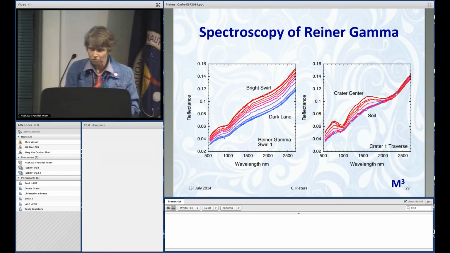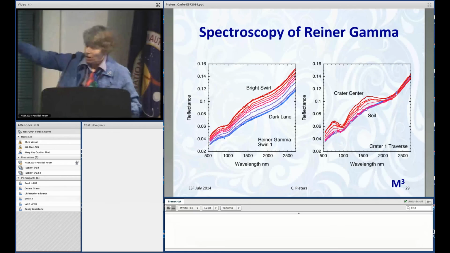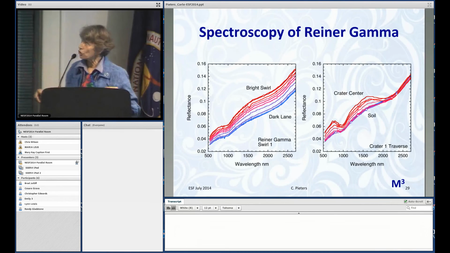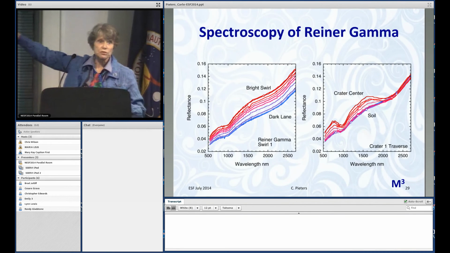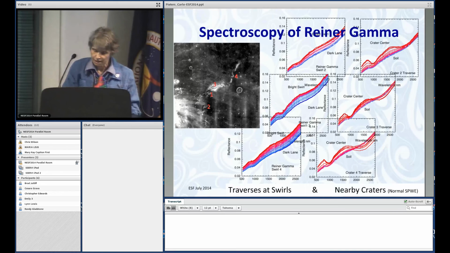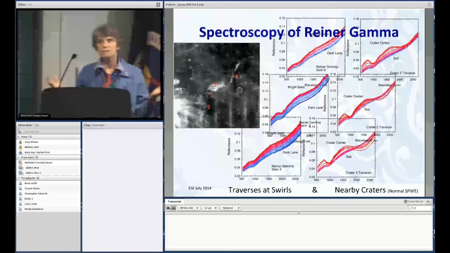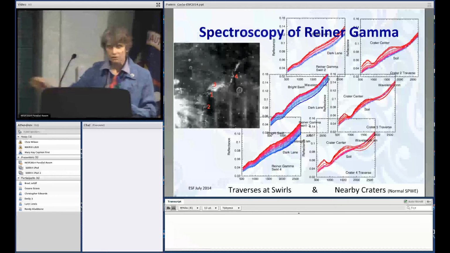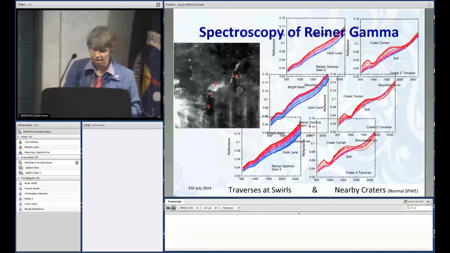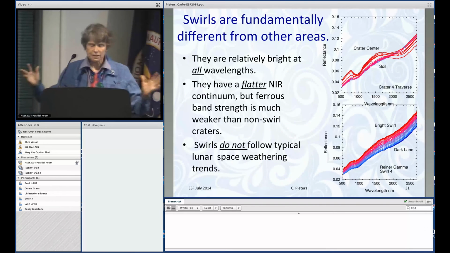I'm not going to have time to go through all these, but let me just walk through some spectra, pointing out that the traverse across the swirl shown on your left compared to a traverse with a fresh crater and surrounding soil are completely different. This is true for every series. The swirl, high albedo, low albedo, is completely different from the maturity trend you see in natural unswirled materials.